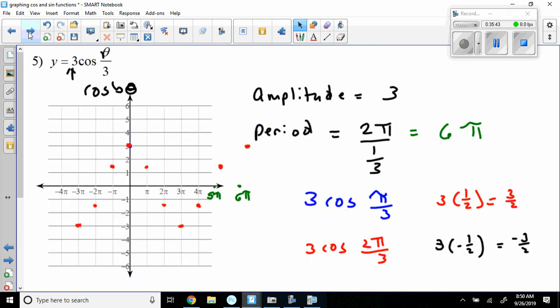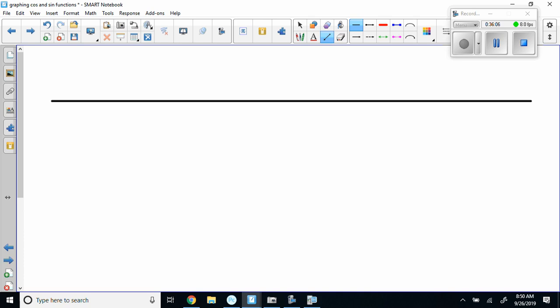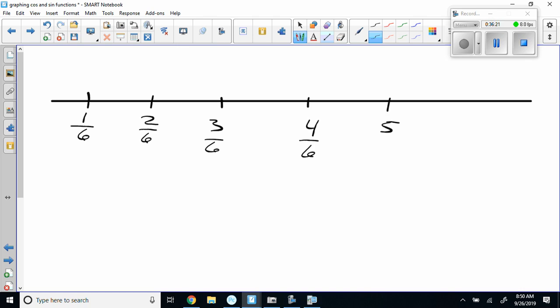Let's see. You may have to do 1/12, but I very seriously doubt it. So let's do this. Let's do 1/6. 2/6. 3/6. 4/6. 5/6. And then what? 6/6, right? Now, sixes can also be in terms of what other denominator? 3. With me? Okay.